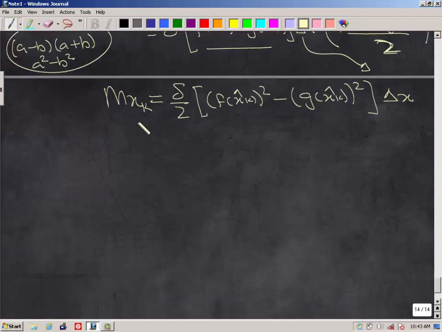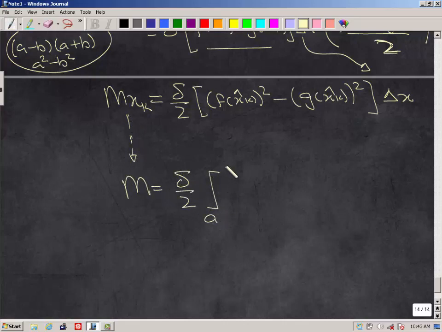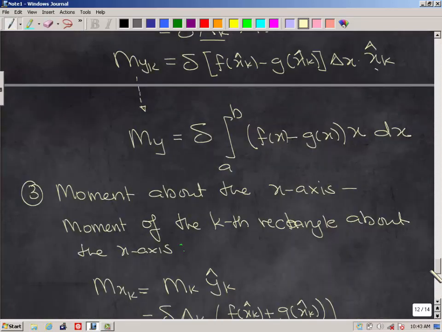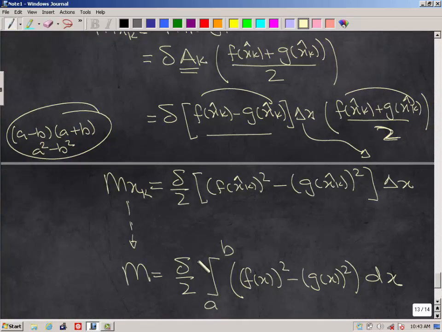Now we do the same thing. We imagine we have n rectangles, and we imagine we have infinite rectangles. So if we go through all of those same steps, we get this formula. Delta over 2 pops out. We get a to b, f of x squared minus g of x squared, and delta x becomes dx. So that is the formula. This is the formula for m sub y, and this is the formula for m sub x.